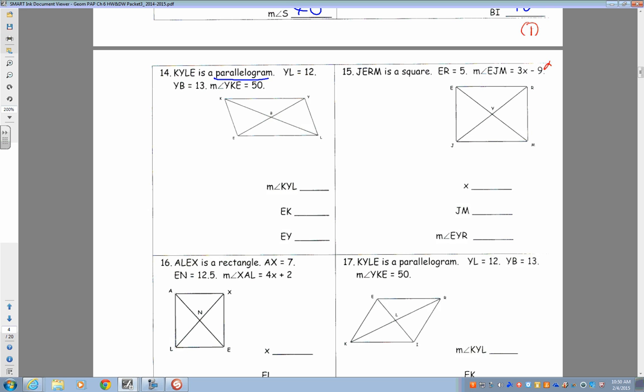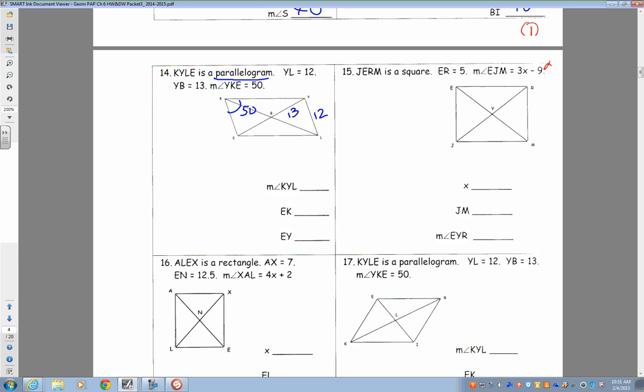They're gonna tell you, or they're gonna have it marked. You're gonna mark the given sides or given parts. They tell me that YL is 12, so I'm gonna put the 12 there. YB, I'm assuming that's the diagonal. Oh, YB, okay, so it's this one. That's 13, and YKE, this whole angle, is that the whole angle? Yeah, that is 50. Let me see if I can make this bigger.